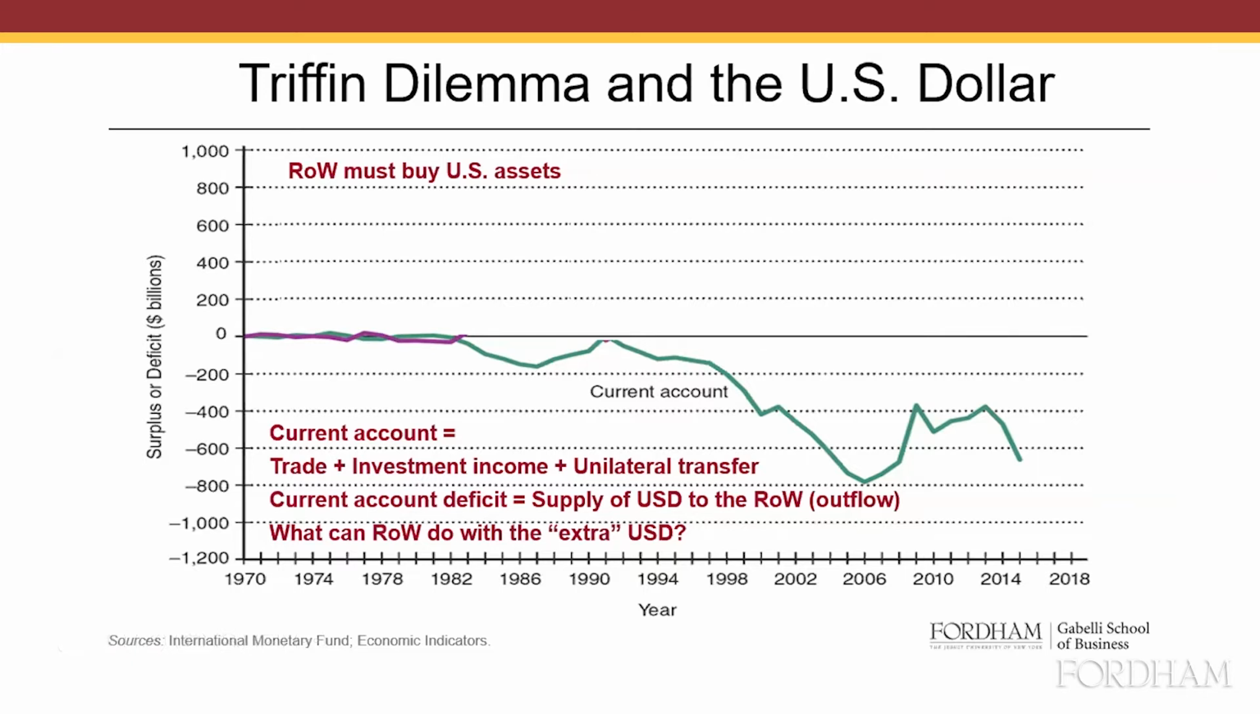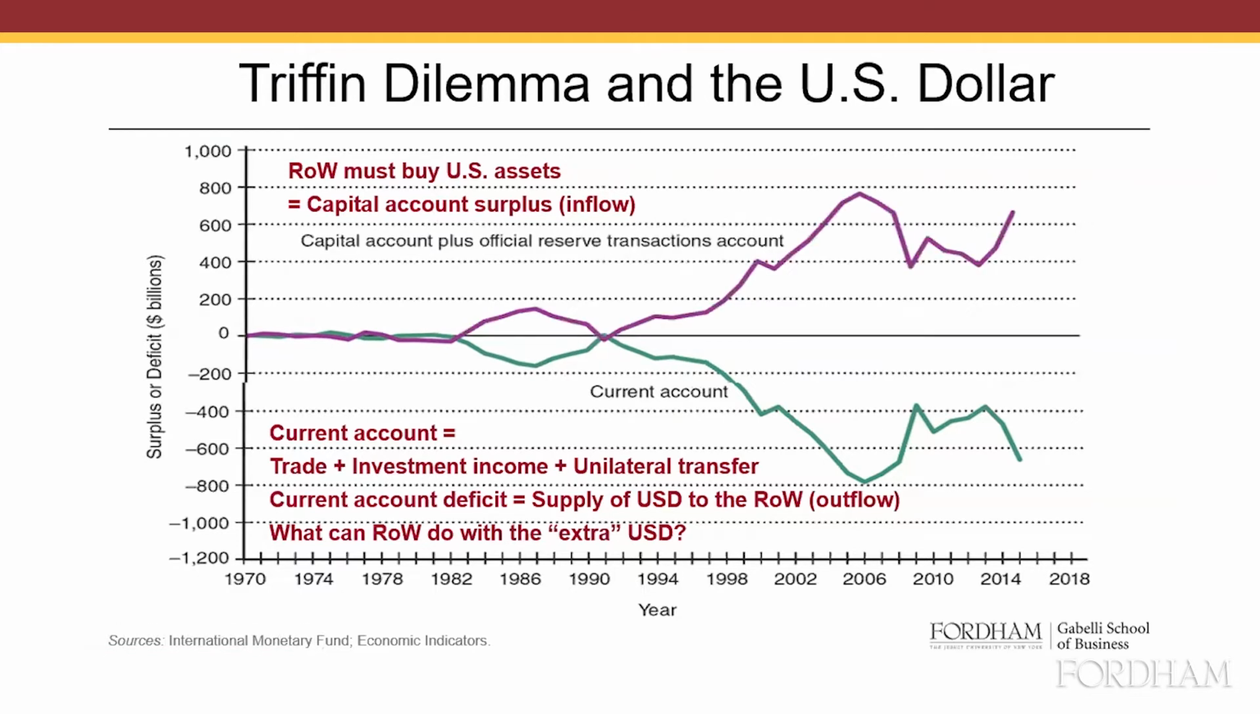If foreigners are buying enough US exports, then we will not have this trade or current account deficit, right? When we have a deficit, that means that the foreigners have bought enough US exports and they have extra dollars remaining. So the rest of the world must buy US assets. And this is the capital account surplus inflow. So notice that the balance of payments must balance. The money that goes out through the current account must come back to the United States. Right? And this would be the mirror image.